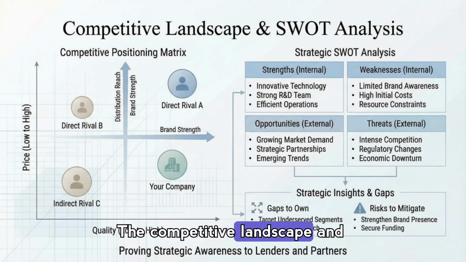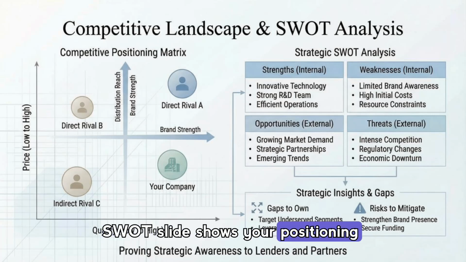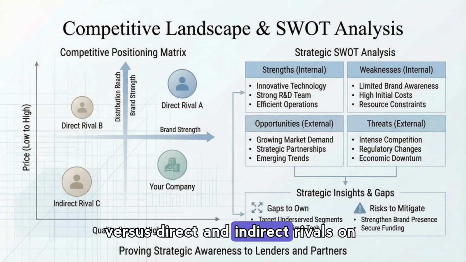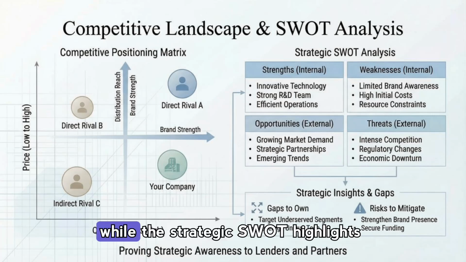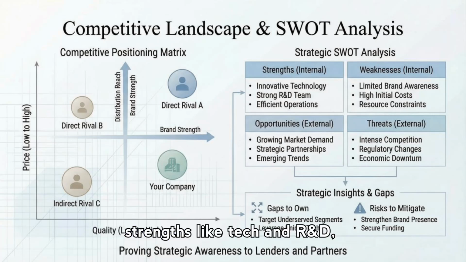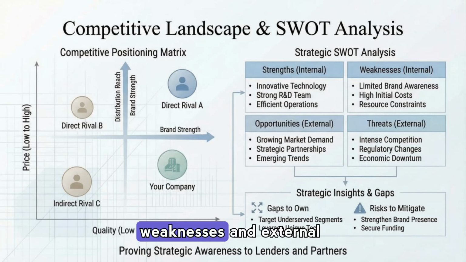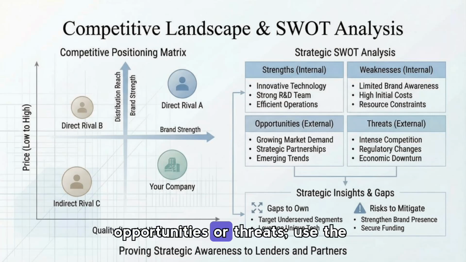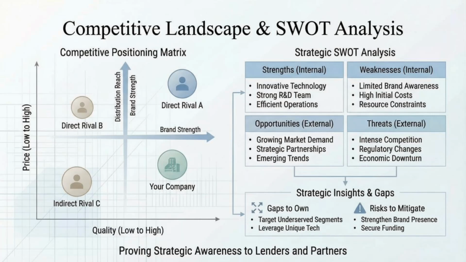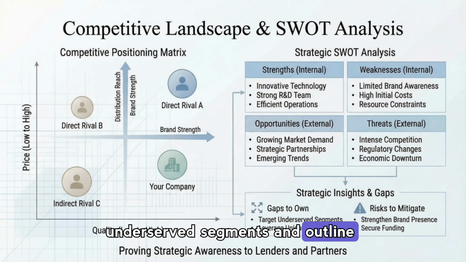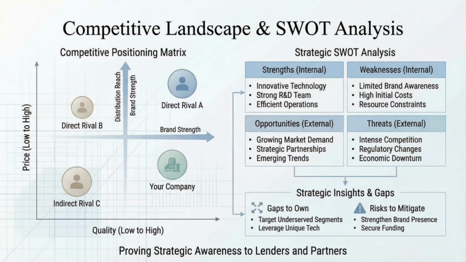The competitive landscape and SWOT slide shows your positioning versus direct and indirect rivals on quality, price, and distribution reach, while the strategic SWOT highlights strengths like tech and R&D, weaknesses and external opportunities or threats. Use the insights to close gaps, target underserved segments, and outline risks to mitigate for lenders and partners.